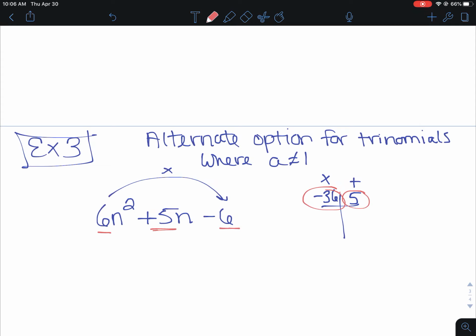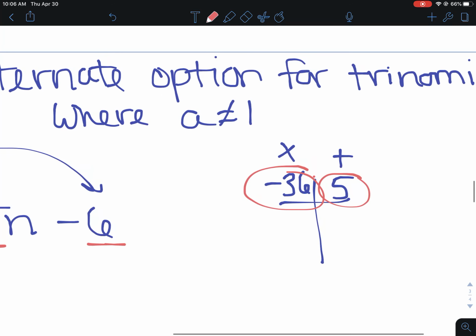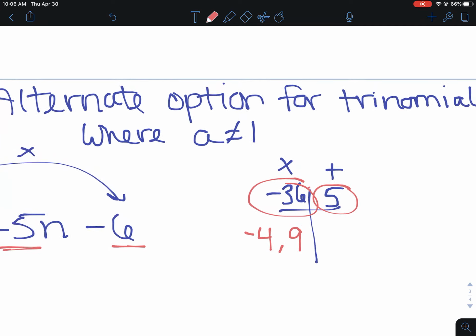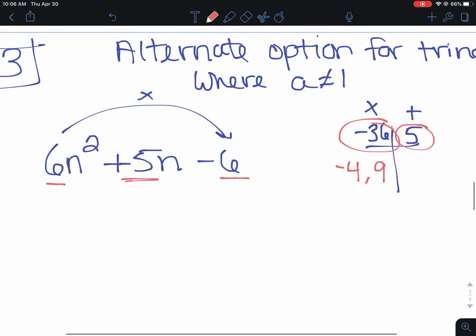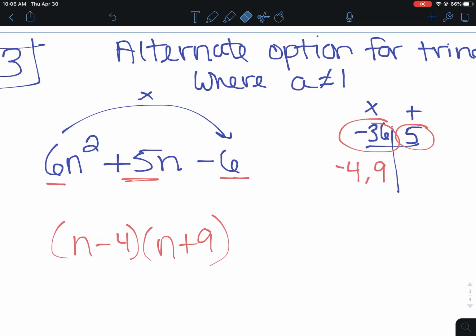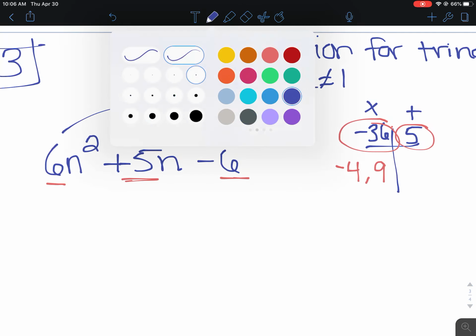So what I'm looking for, just like before, is two numbers that multiply to negative 36 and add to positive 5. Well, 1 and 36, not going to give me 5 when I add them. 2 and 18, nope. 3 and 12, nope. But 4 and 9 have a difference of 5. And if I want a positive 5, then 4 must be negative, okay? So instead of me going n minus 4, n plus 9, we're going to use those numbers in a little bit of a different way, okay?